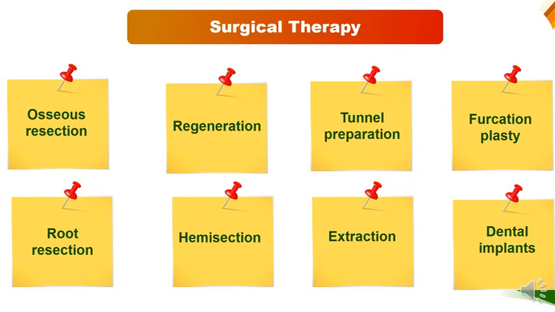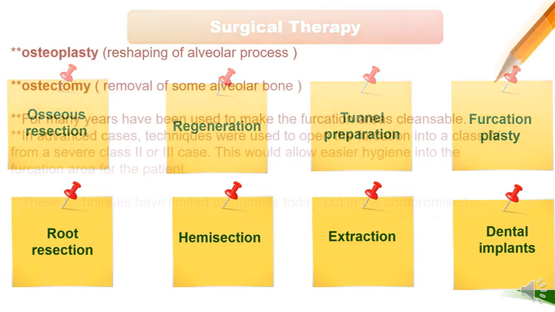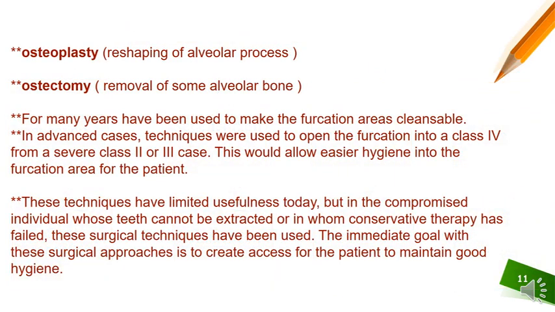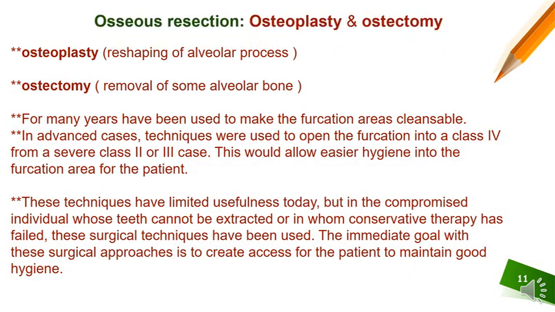Surgical therapy. Surgical therapies can be osseous resection, regeneration, tunnel preparation, furcationplasty, root resection, hemisection, extraction, and finally dental implants. Starting with the osseous resection, including osteoplasty and ostectomy. As we discussed in the previous seminars, osteoplasty means the reshaping of the alveolar process, and ostectomy means the removal of some alveolar bone.